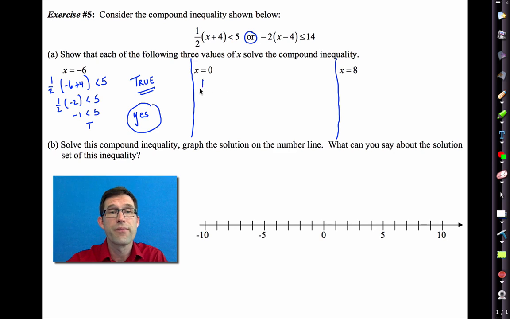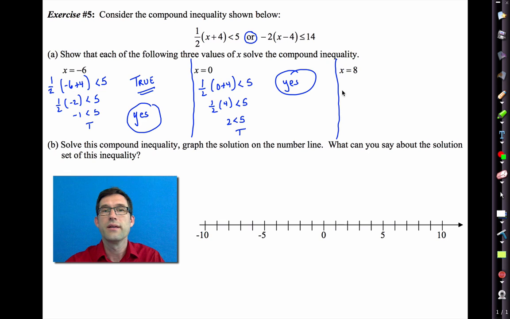Let's try 0. Let's see, 1/2 of 0 plus 4 is less than 5. 1/2 of 4 is less than 5. 2 is less than 5. That's true. So again, I can say yes. I don't even have to check the other one. Right? Let's do 8. Maybe I'll get lucky. I'll never have to test the second one.